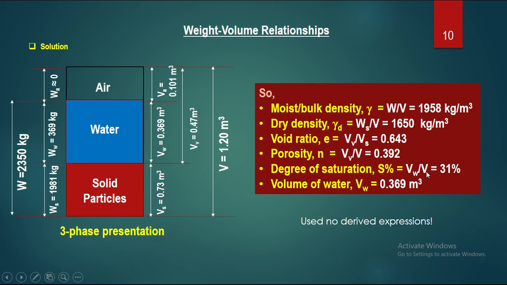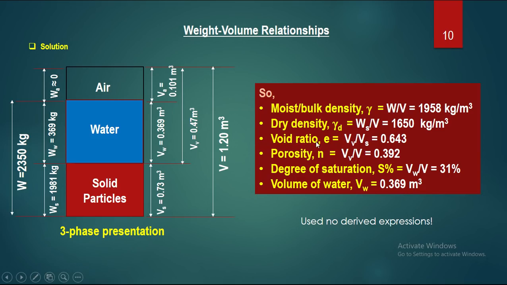I'm sorry, probably I have made a mistake here. This should be volume of water to volume of void. If you put the correct values, please do it yourself. 0.369 divided by 0.47, that should be very close to 100% or 80%. So please make this correction here, use volume of void, and that value should also change. And the total volume of water is of course known, that is 0.369 cubic meter.